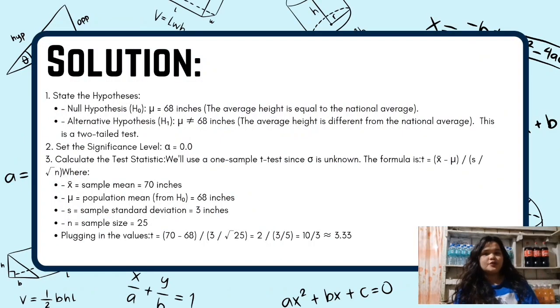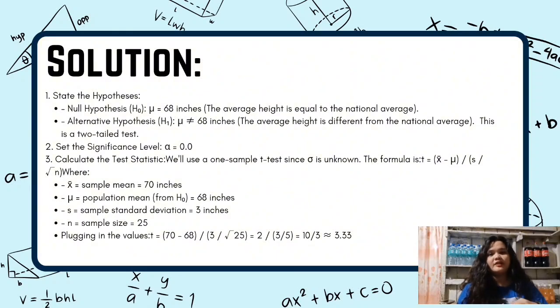So this is the solution to the example problem that I gave. The first thing we must do is state the hypotheses. The null hypothesis is that the average height is equal to the national average of 68 inches. The alternative hypothesis is that the average height is different from the national average of 68 inches. This is a two-tailed test. The second step is to set the significance level, which is alpha equals 0.05.